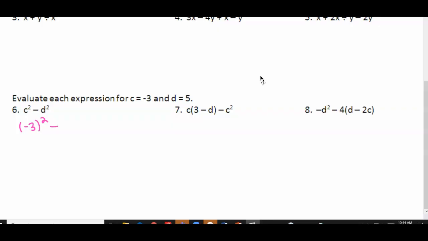Minus 5 squared. Because technically this is negative 3 times negative 3 minus 5 times 5. So here I have 2 negatives, which becomes a positive 9. Here, 2 positives, so it's minus 25. So we get negative 16.